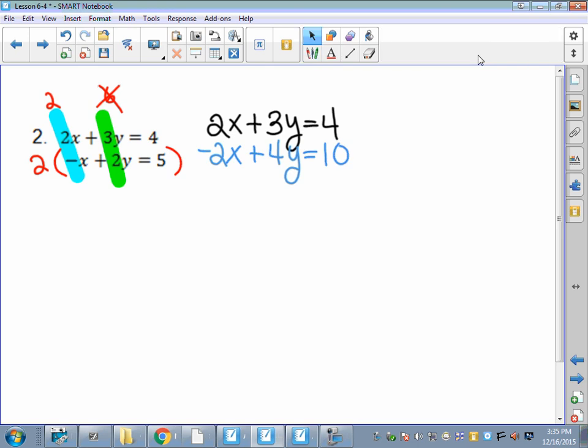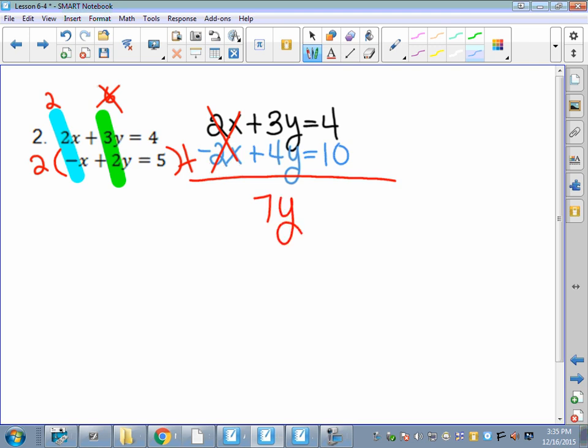And now I've got myself a problem where I can just put my adding sign here. What do you notice about your 2's? Hopefully you see that a 2x plus a negative 2x cancel out. 3y plus 4y is 7y. And bring your equal sign down. 4 plus 10 is 14. It just so happened we got 7's and 14's again. It won't happen every time, I promise. So when I finish solving that equation, I get y equals 2.